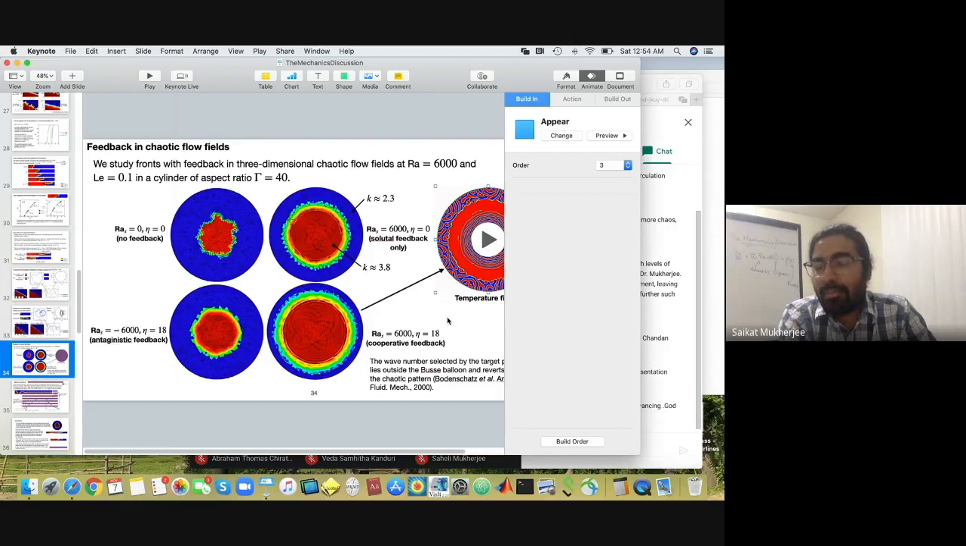Okay, I see. It will, but it will revert back at some point. So this is also an example of chemical control of chaos. You can actually change small chemical parameters to control chaos or the regime.